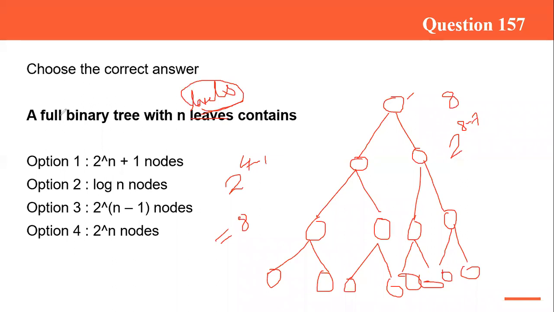Question number 157, I noted it. I'll check and I'll let you know. Okay. If n levels, the answer is, for 3 levels, 7 will be the number of nodes, sir.